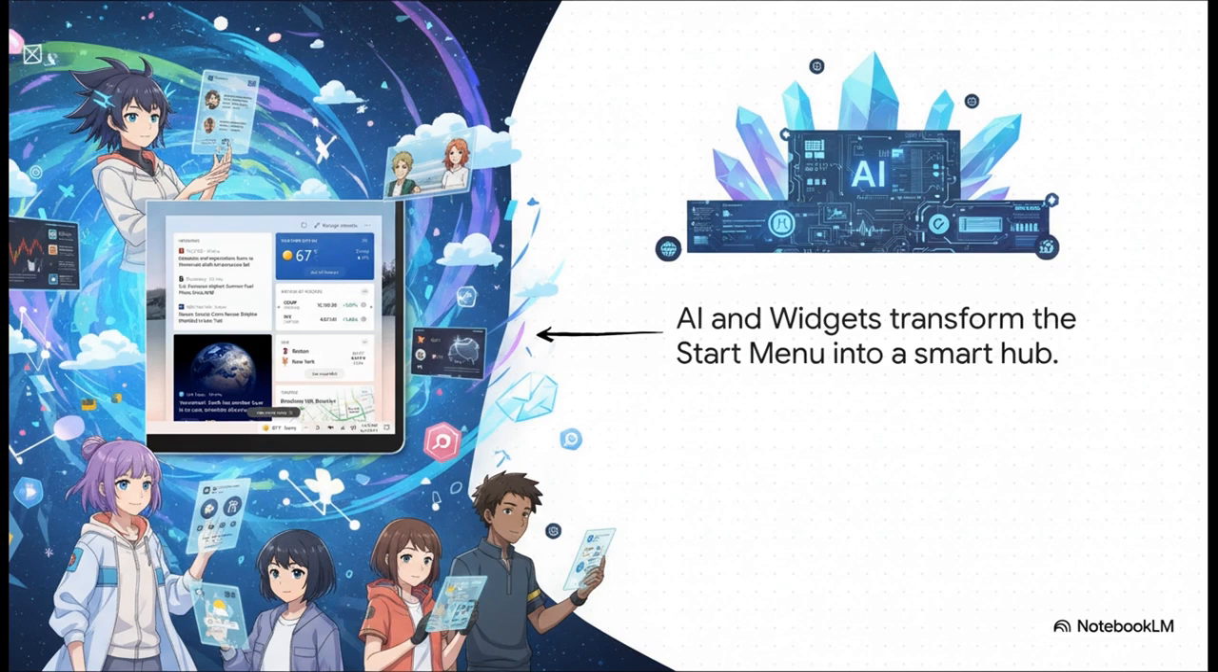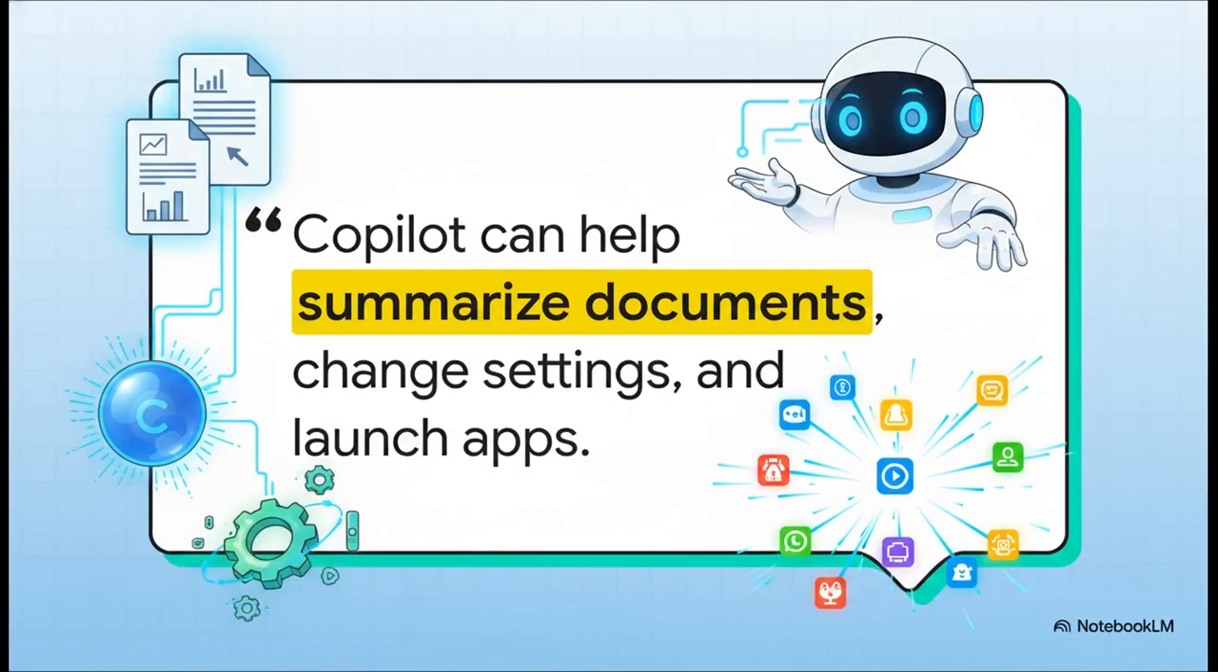It's basically transforming from a static menu into a smart hub. And this is where it gets incredibly exciting. With AI, specifically Microsoft Copilot, deeply woven into the newer versions, your Start menu literally acts as an intelligent assistant. You don't just search for a document anymore, you can actually ask the Start menu to summarize that document, change your system settings, or even generate text for an email.